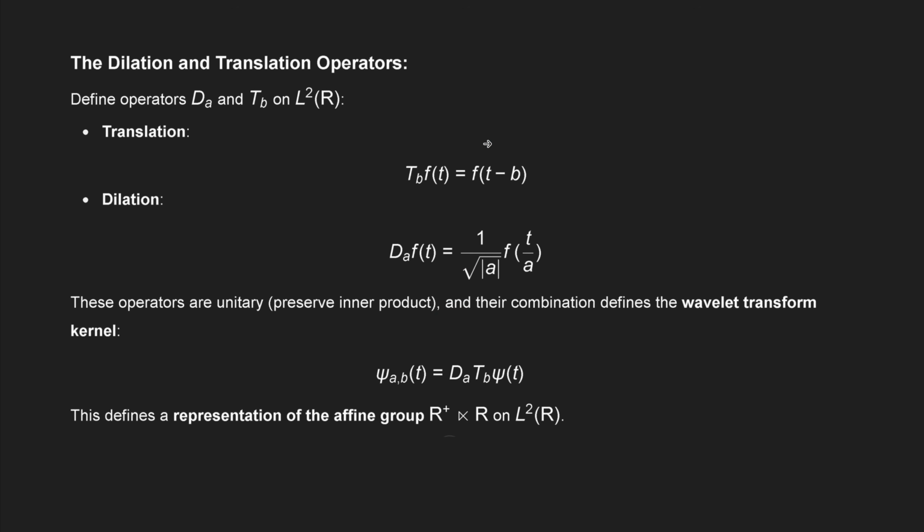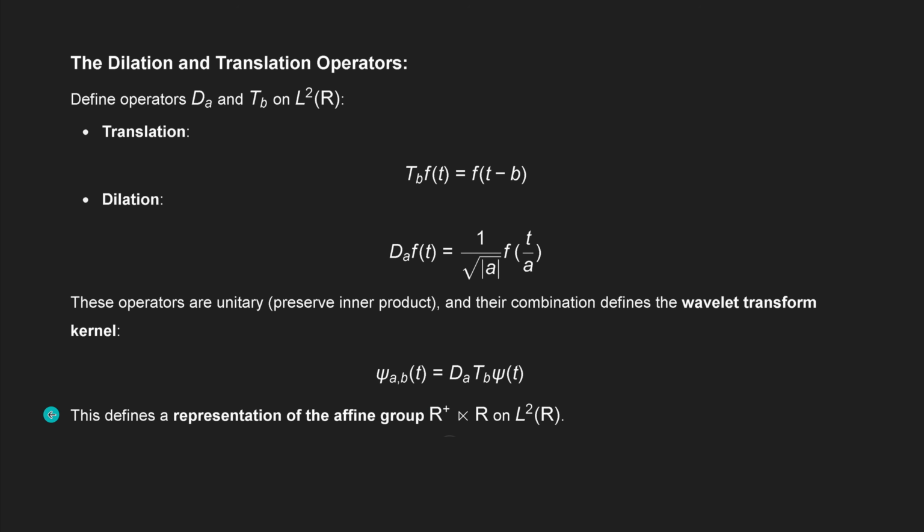If you're interested in the mathematics of the dilation and translation operators, here's the definition of those operators. They are unitary, so they preserve the inner product, because we need this for the similarity, like we have in our RAG systems. And their combination defines the wavelet transform kernel. Please remember the term kernel. If you're not familiar, never mind. Just notice there's something like a wavelet transform kernel, and at the end of the video I will show you some literature if you want to have a deep dive.